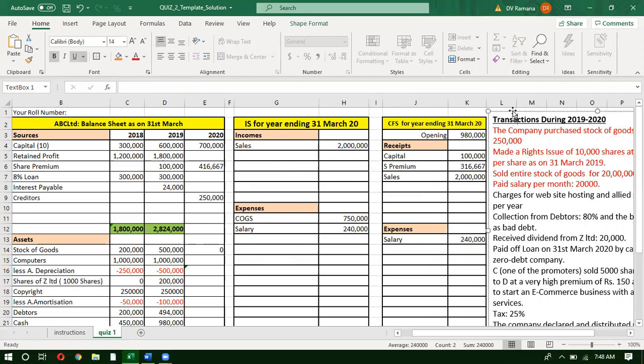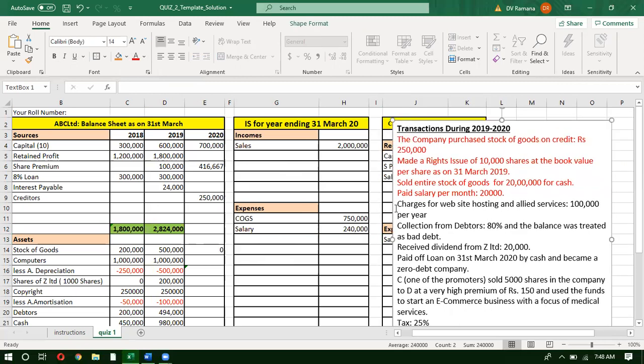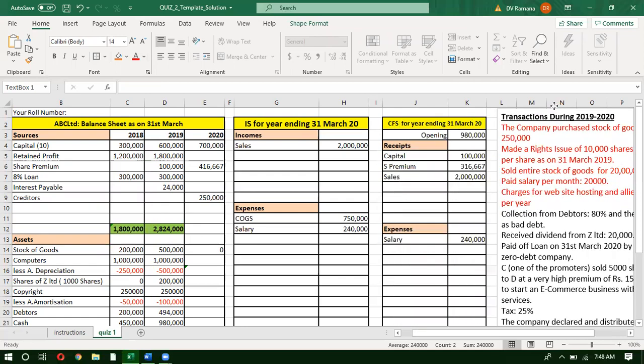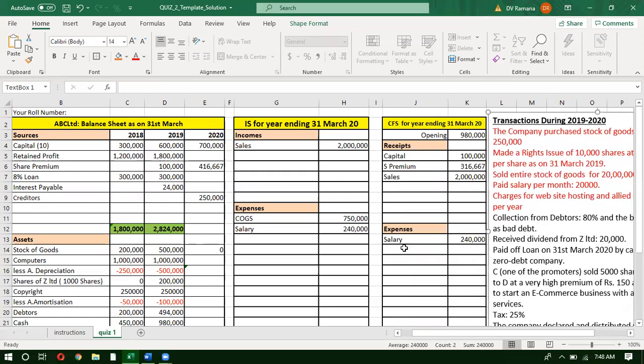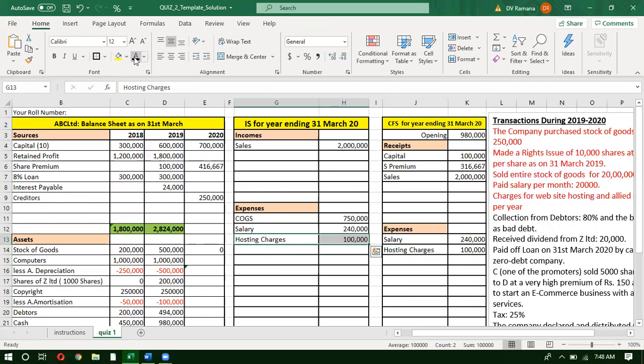Then the next transaction is the charges for using the website hosting. The charges for using the website hosting is 100,000, paid during the period. Otherwise, it would create a liability. So we assume that everything is paid as and when it is due. So hosting charges is an expense and a cash outflow.